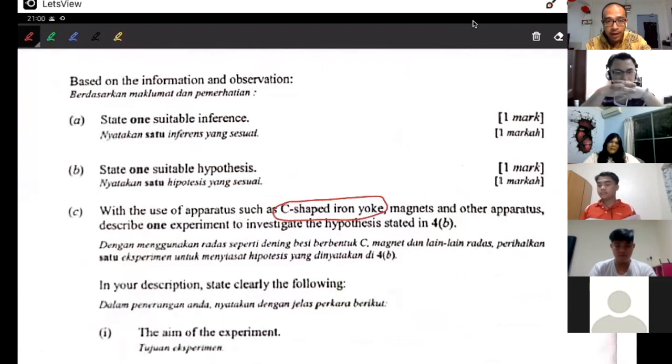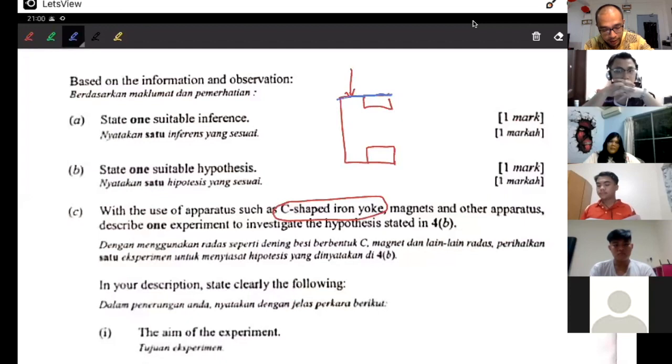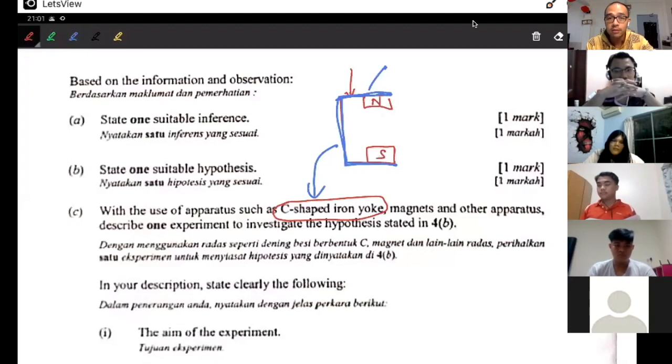The C-shaped iron yoke is this one. Okay, then you put the magnet over here, you put the magnet over here. This C-shaped thing, the one that I'm coloring blue, this is the C-shaped iron yoke. Then you put the magnets. This is the magnet, north and south. It doesn't matter whether it's north and south, but it's the magnet. So this is a very big clue.